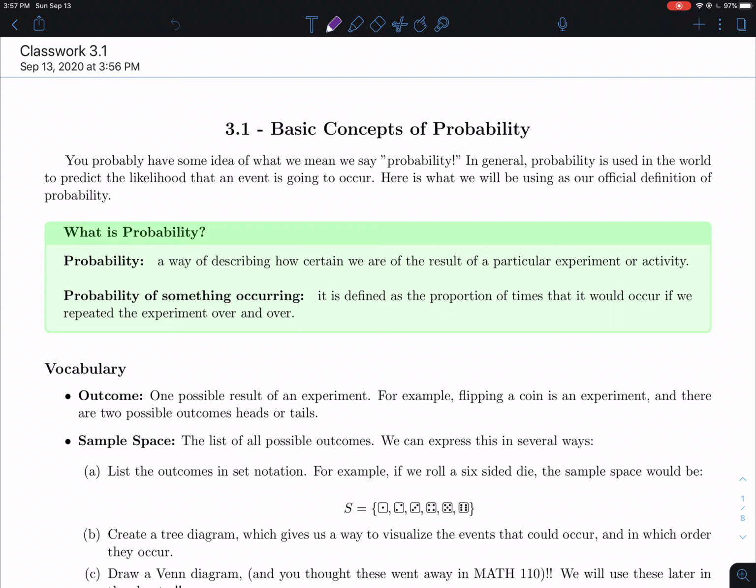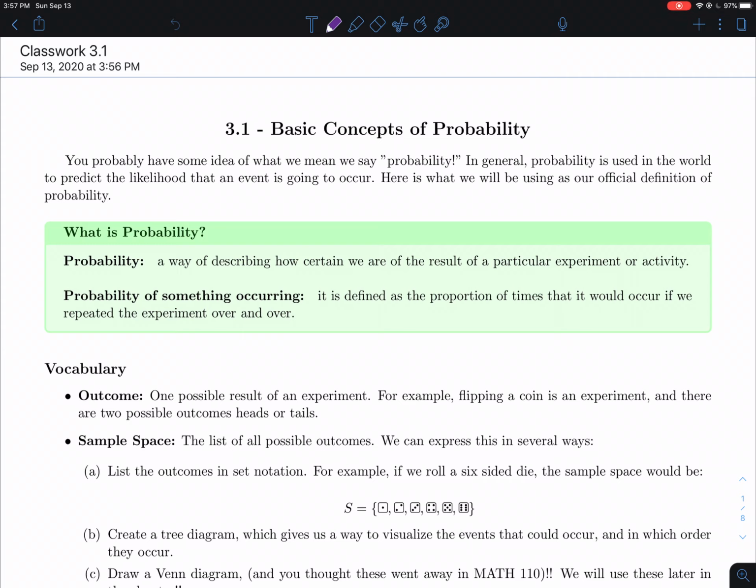Probability occurs in lots of different situations. It basically involves fractions, percents, and things like that. But it's a nice way to predict. The whole point of statistics is that we're trying to use samples to predict something about a bigger population, and probability is a really good way of actually doing that.